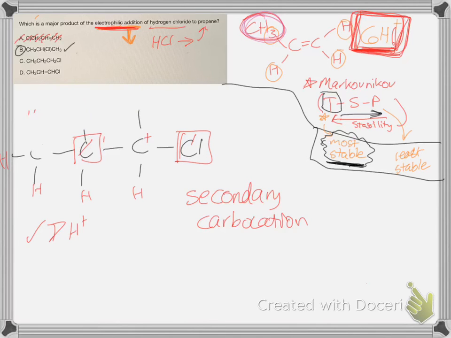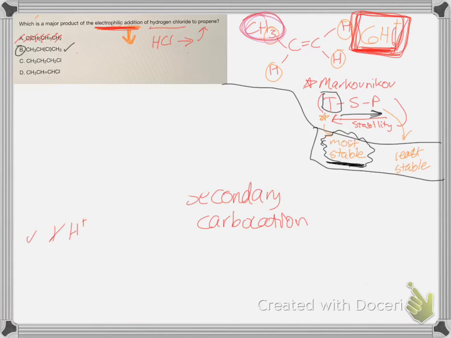And if it has 2 R groups, it's a secondary carbocation, which is less stable than the tertiary carbocation. So we could cross that out.